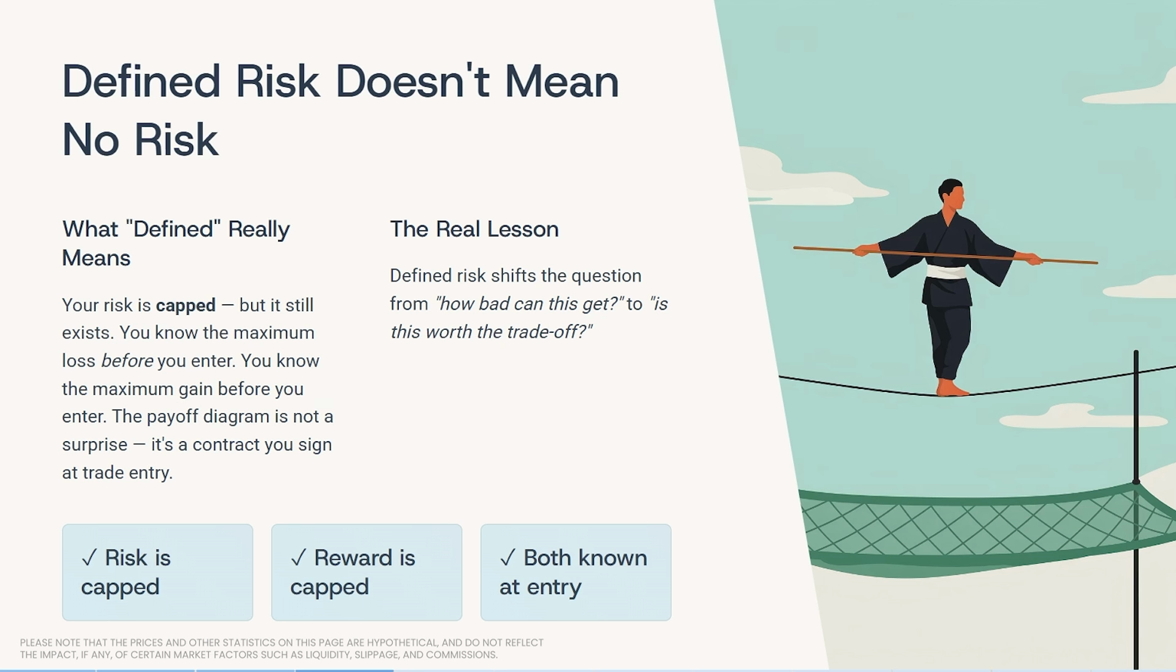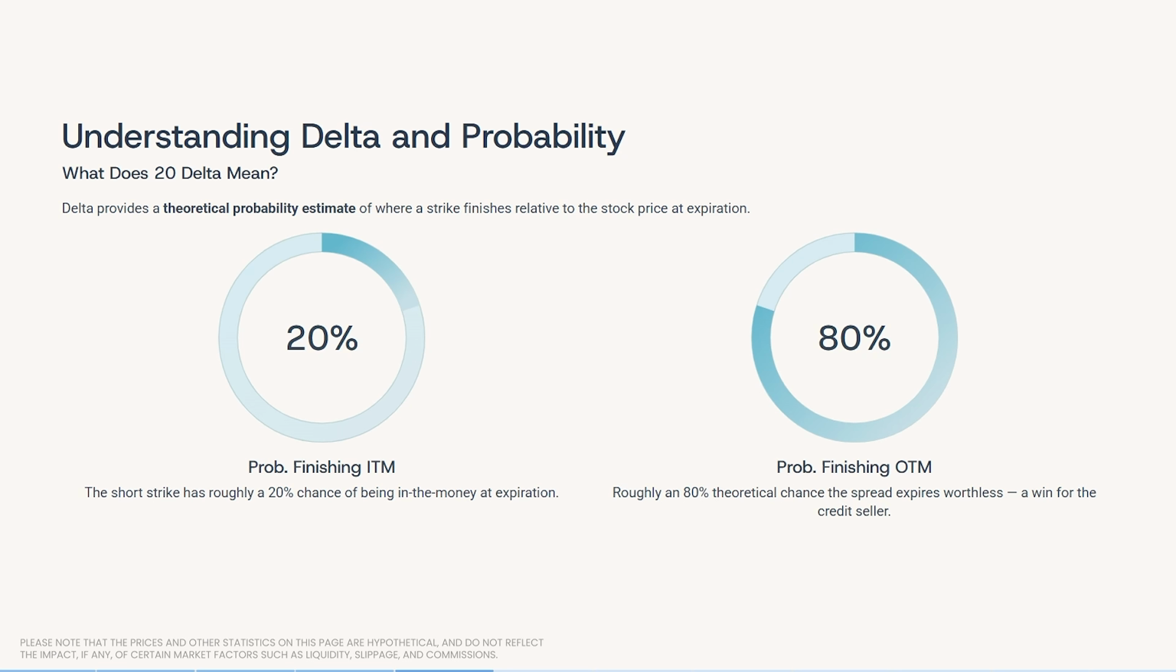So the real lesson in this is defined risk shifts the question from how bad can this get to is this worth the trade-off? Two spreads can share the same 20 delta and look identical on paper, yet expose you to very different levels of directional risk. Delta provides a theoretical probability estimate of where a strike finishes relative to the stock price at expiration. If you sell a 20 delta put, the market is saying there is a theoretical 80% chance that that put is going to expire worthless.